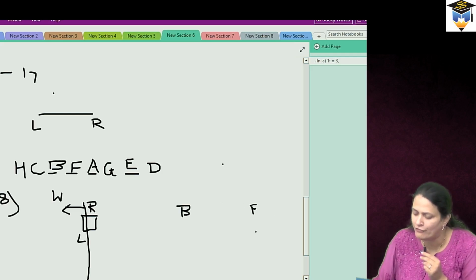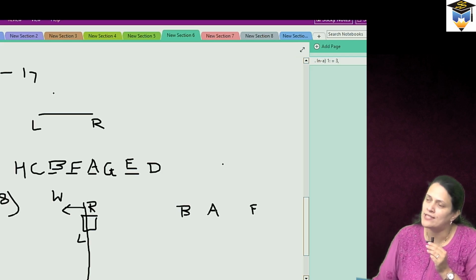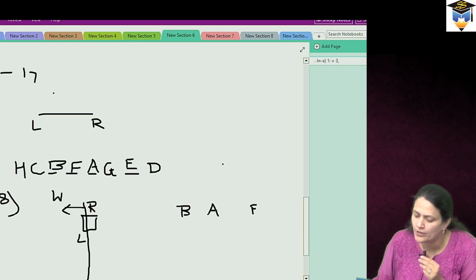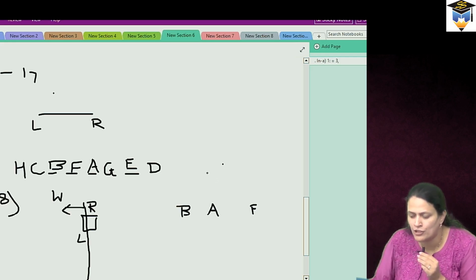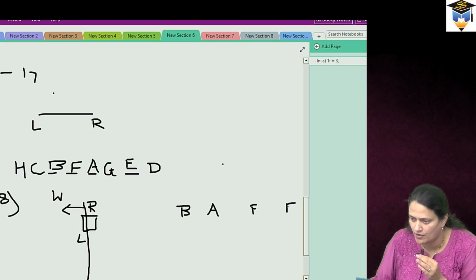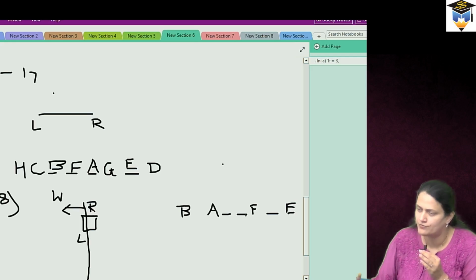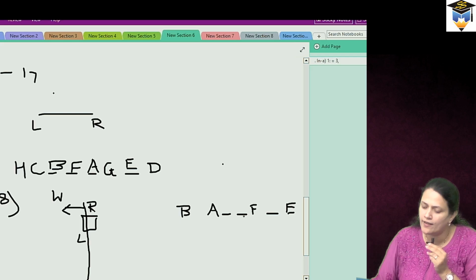E and F. Now F we have already placed. E and A. If I place A over here, how many people are sitting between E and A? 4. So F is already sitting in between. This is our E. So now one person is sitting and 2 are sitting over here.